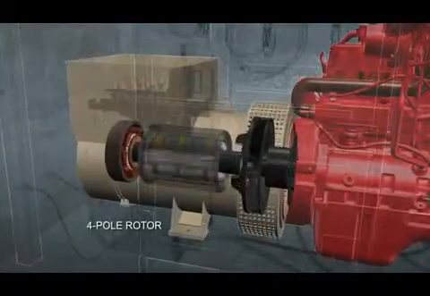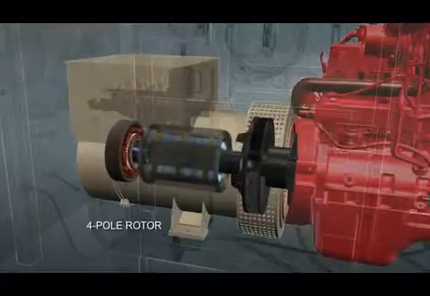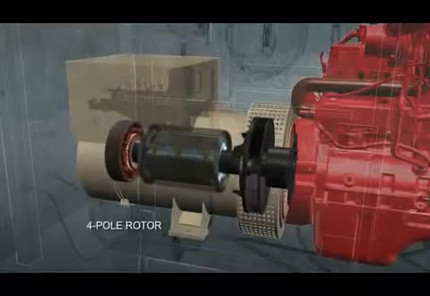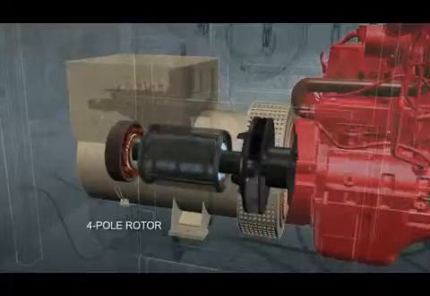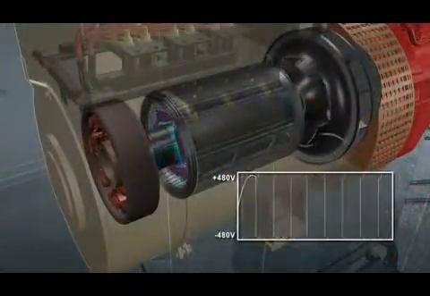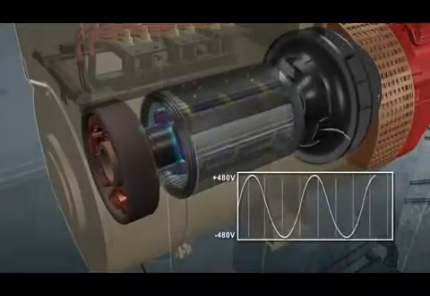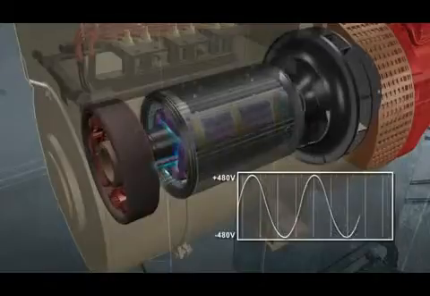When voltage passes through the rotor coils, it creates an electromagnetic field. As the rotor spins, its magnetic field cuts across the stator's conductive wire and generates voltage. Because the magnetic field builds and subsides, voltage fluctuates between positive and negative peaks, which is known as alternating current. The stronger the field, the higher the peaks.